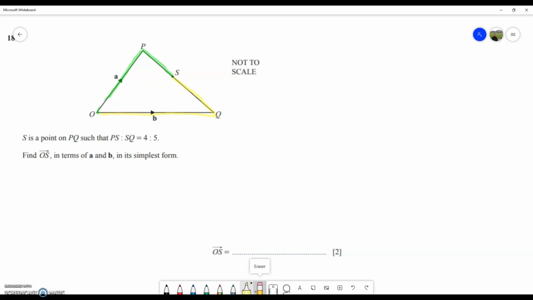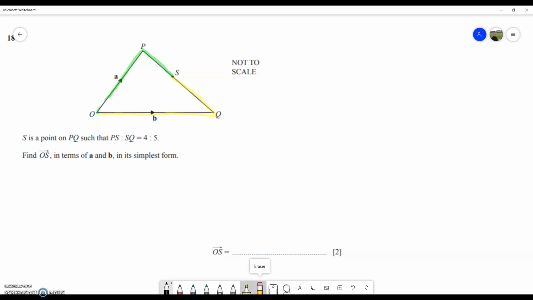Now it wouldn't matter which way you decided to go, you would end up with the same answer. In fact, I'll do it first of all answering the question going from O to P, P to S, and then get the answer, but then I'll also show you that if you went from O to Q to S, you'd get the same answer as well.